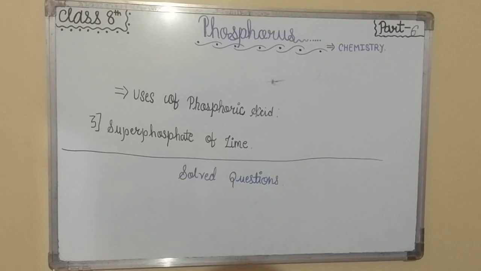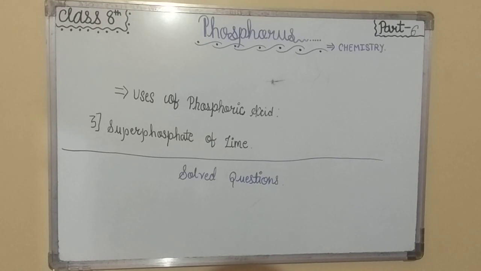Second question is, phosphorus glows in dark. Explain. Answer. Phosphorus undergoes spontaneous slow oxidation in air, giving a greenish glow visible in darkness. This is called chemiluminescence or phosphorescence.